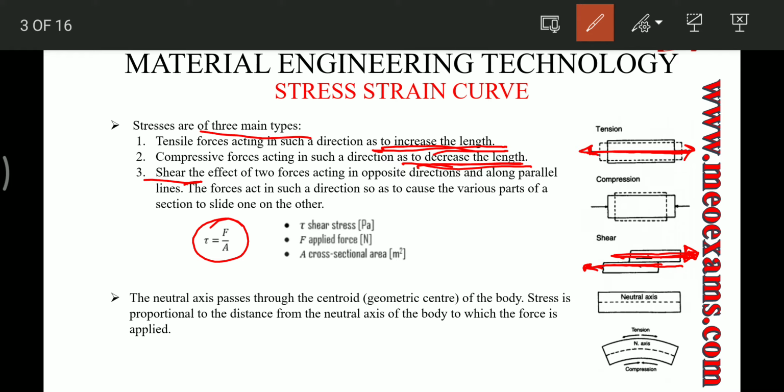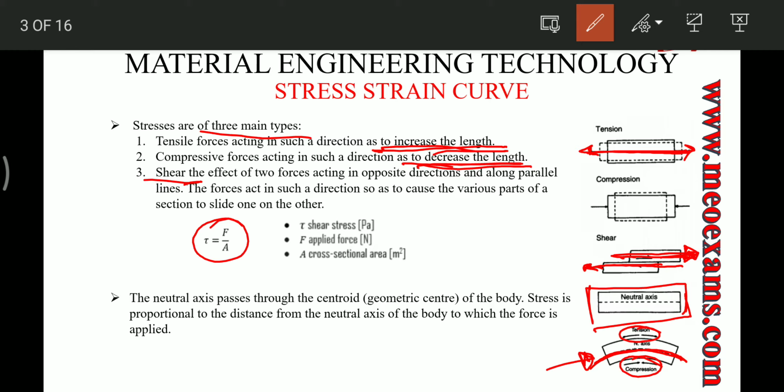One more important thing, friends, is something called the neutral axis. This axis passes through the geometrical center of the body, or centroid of the body. If this rod is subjected to some bending, then this neutral axis will not be subjected to any kind of stresses, neither compressive stresses nor tensile stresses. But the top portion, as you can see over here, will be subjected to tensile stresses, and the lower portion will be subjected to compressive stresses.